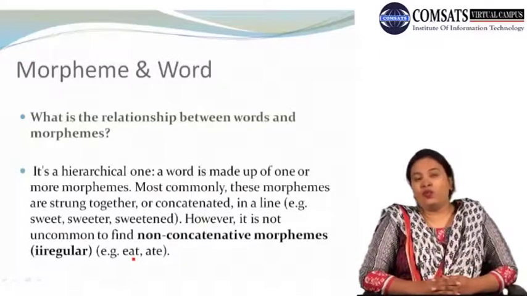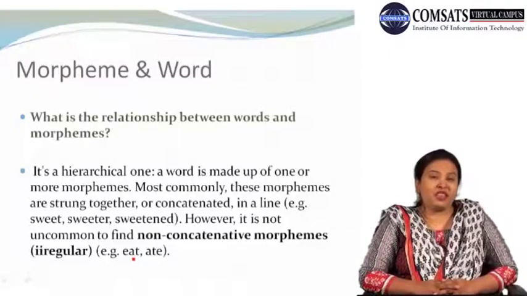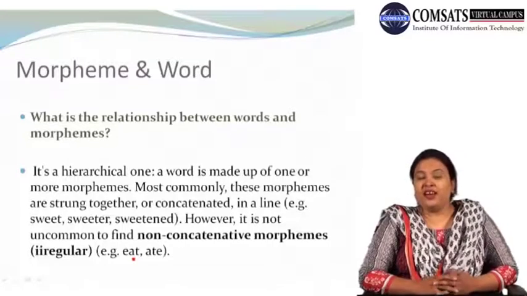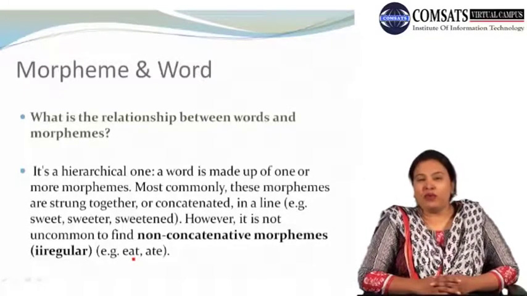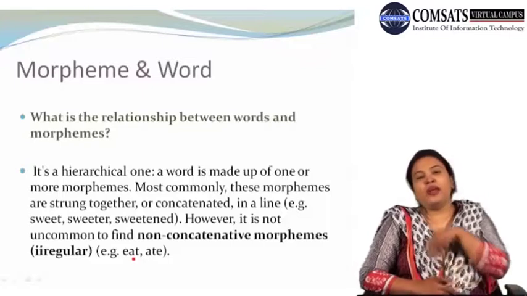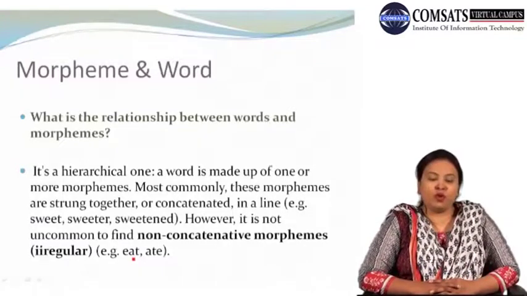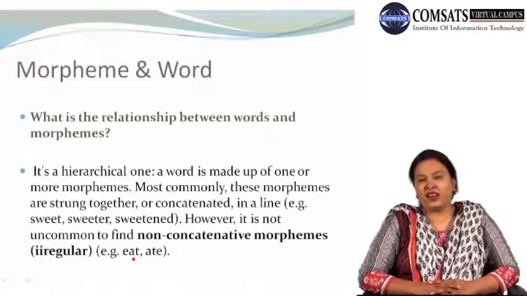But now, what is the relationship between words and morphemes? The previous examples have made it quite clear that words are a bit larger than morphemes, and morphemes are the smallest particles inside words. So words are made up of morphemes. This is the relationship you can define between words and morphemes: there is a hierarchical relationship. Words are made up of one or more morphemes.